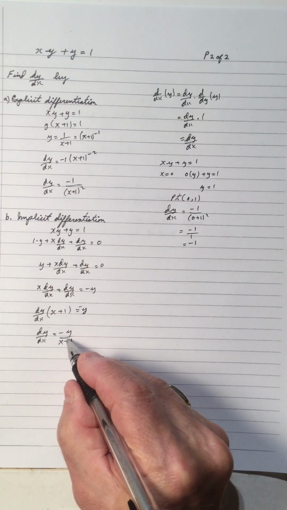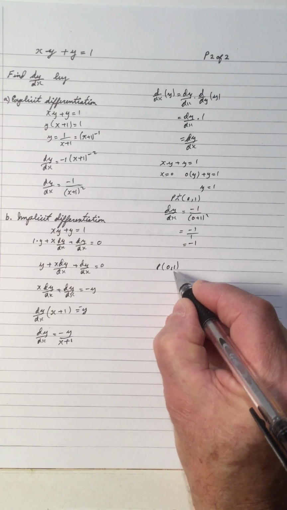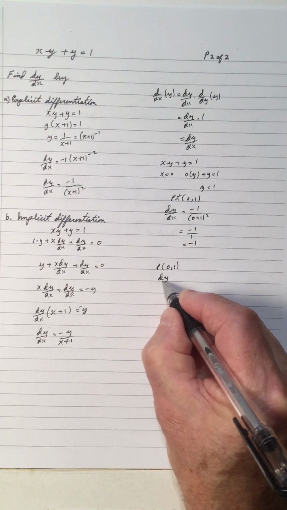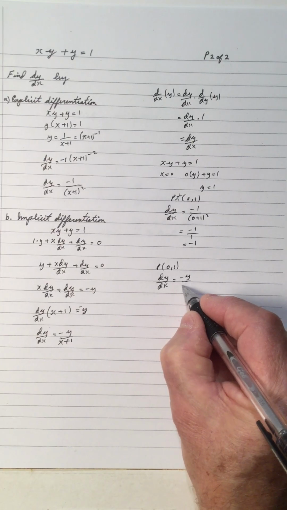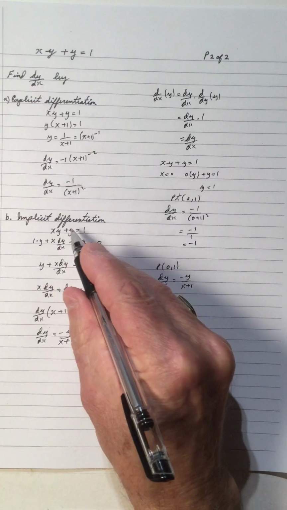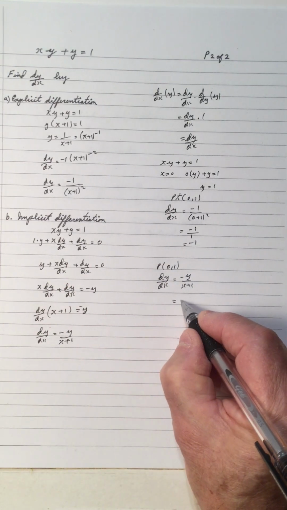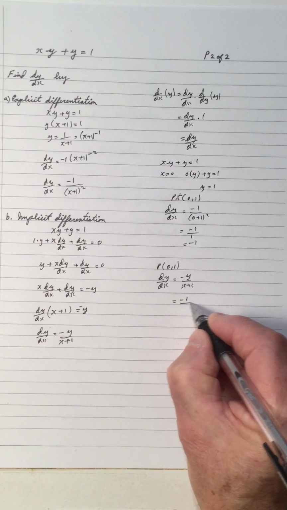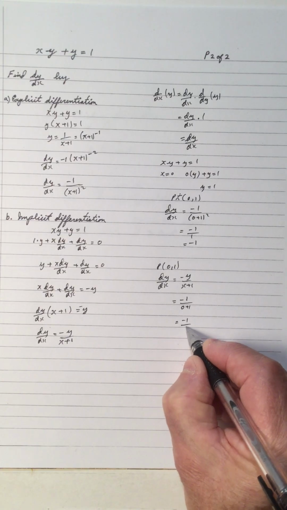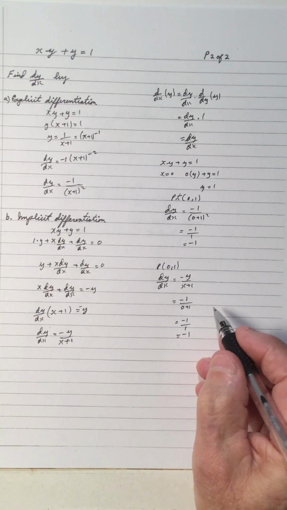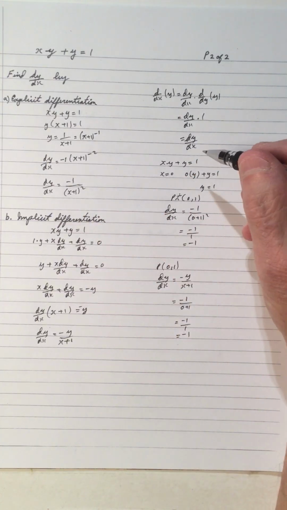Now we take the same point, (0, 1), and substitute it into the implicit differentiation. y is 1, so it's negative 1, and x is 0, so that gives us negative 1 over 1, which is negative 1. So we get the same derivative each time, even though the two expressions are different.